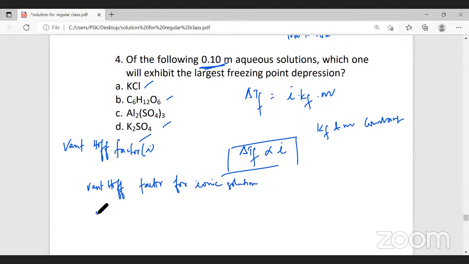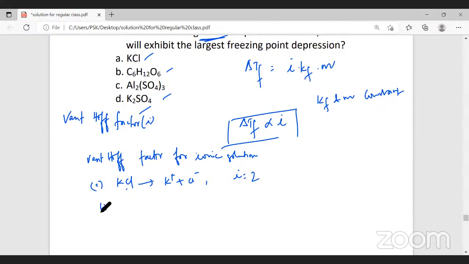The first option is KCl. KCl will dissociate to form K plus and Cl minus. One molecule of KCl gives two particles, ions, so i will be 2. The Van 't Hoff factor for KCl is 2. Similarly, take B, glucose, C6H12O6. Glucose will not undergo dissociation, so no ions are formed. So i will be 0 for glucose.